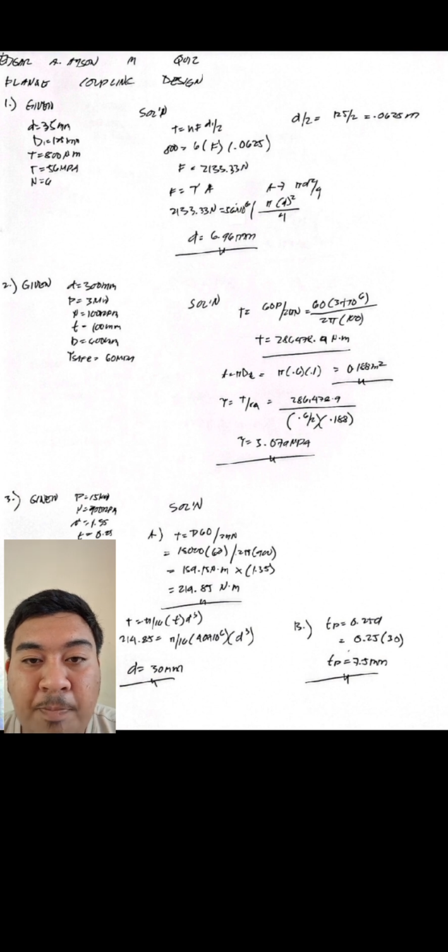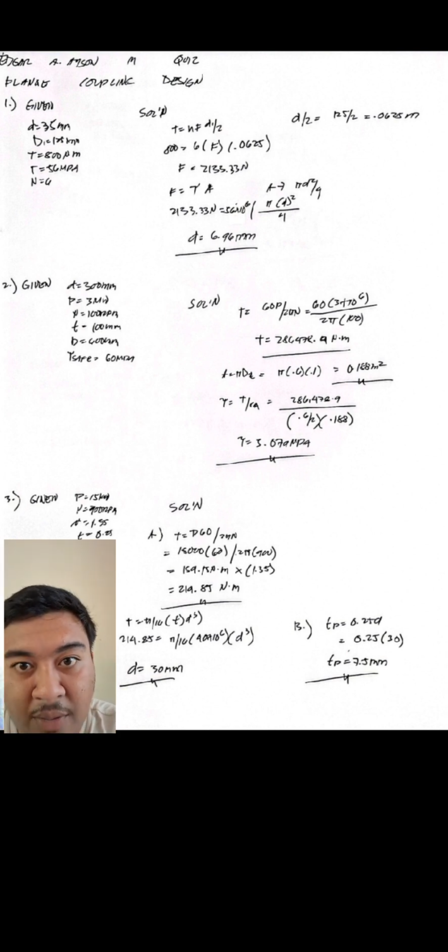286,478 times 0.5 times 0.6 over 0.188. So the induced shear stress is 5.07 MPa, which is much lower than the safe limit of 60 MPa. So the flange junction is considered safe.